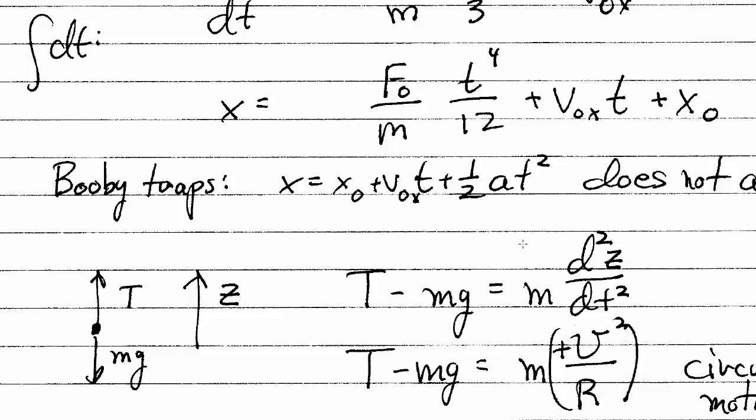Is there a booby trap here, a trap for a boob? Well, yes. We have an equation x equals x naught plus v0x t plus 1/2 a t squared, which we used in the last problem. That equation is only true at constant acceleration. Here the acceleration is not constant, so the problem does not arise.